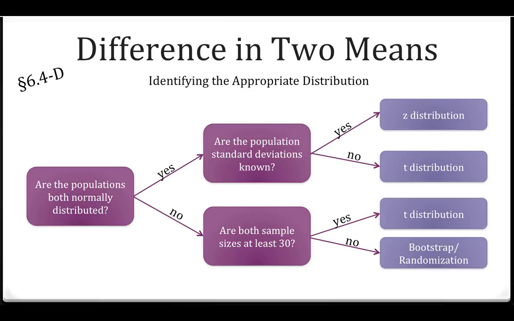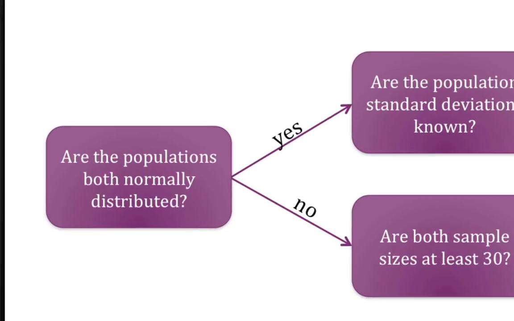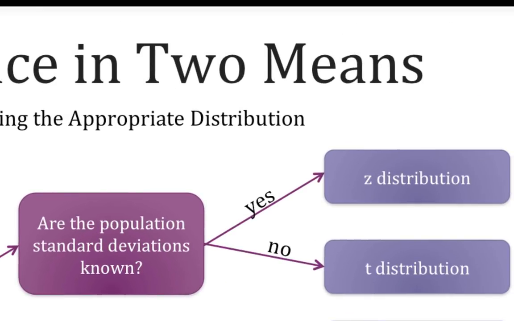This diagram should look familiar to you from last week. The difference is that now we're looking at both populations. So we need to start by asking ourselves, are the populations both normally distributed? If yes, then we want to know if the population standard deviations are both known. If yes, then you could use a z distribution. Most of the time, the population standard deviations will not be known and the t distribution will be used.